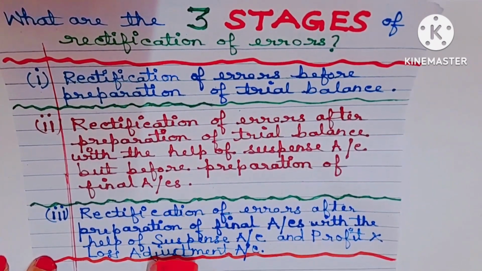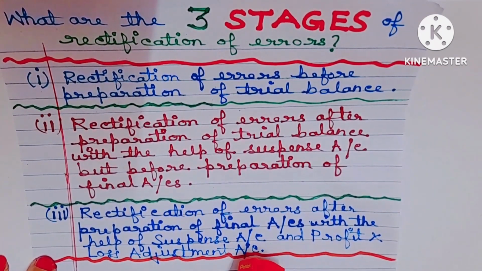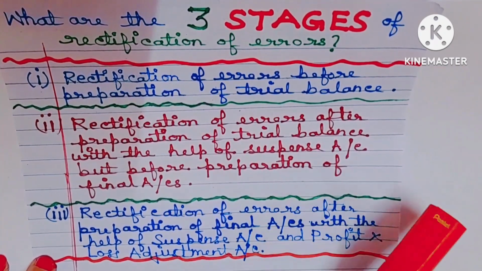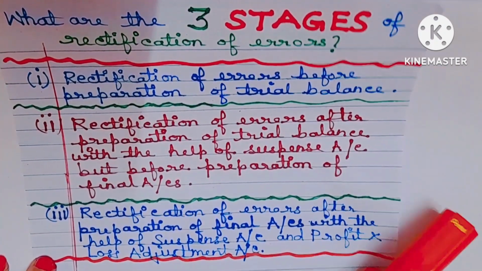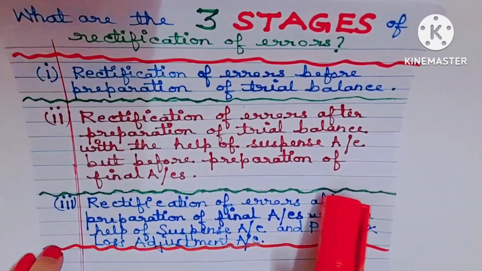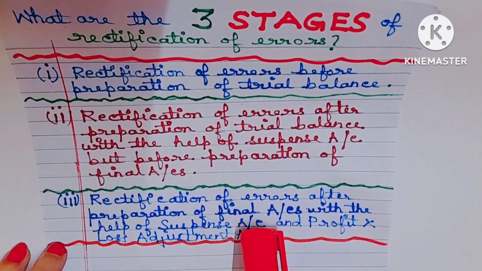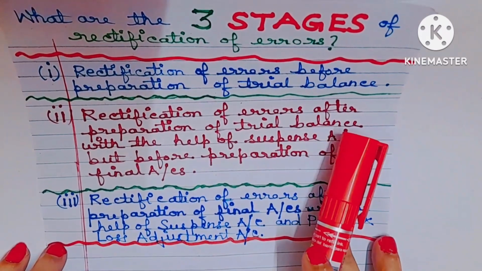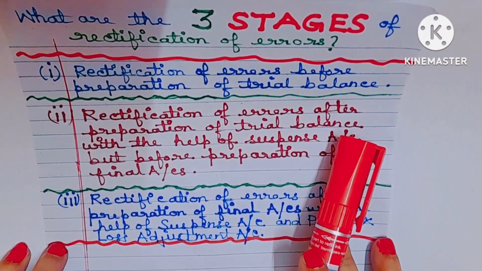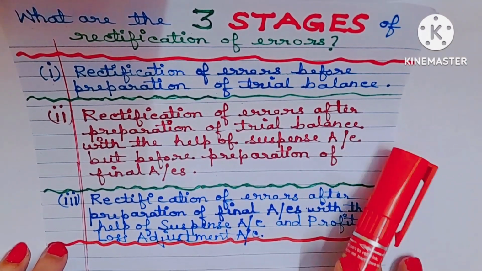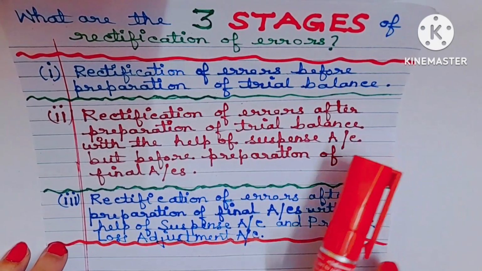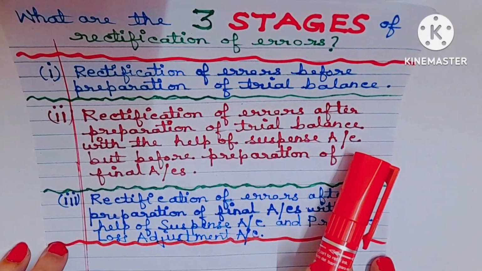So to rectify one-sided error, you can pass a journal entry with the help of suspense account. Understood? And please remember, in case of the third stage, errors in nominal accounts are rectified by the profit and loss adjustment account. Okay? And suspense account, if any, is carried forward in the next accounting year.